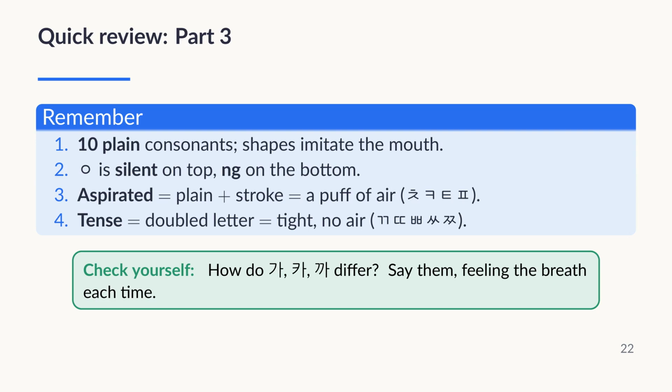Now check yourself with the three blocks on the screen, ga, ka, and kka. How do they differ? Ga is the soft plain sound. Ka is the aspirated sound with a strong puff of air. And kka is the tense sound, tight and sharp with no air at all. Say all three out loud, holding your palm to your mouth to feel the breath change. When that three-way contrast feels natural, you are ready to move on to the vowels, which are, honestly, the easy and delightful part.